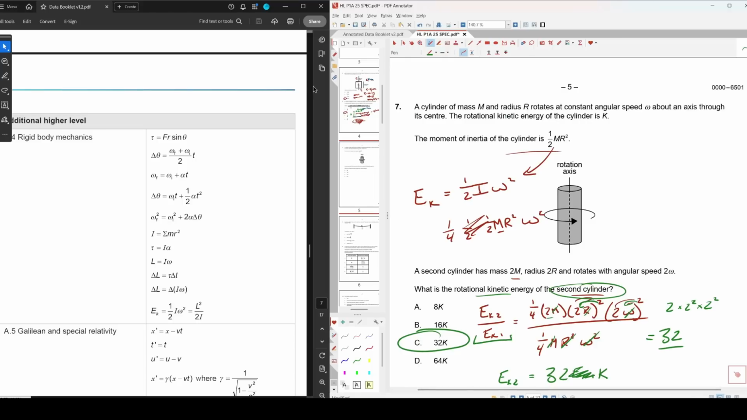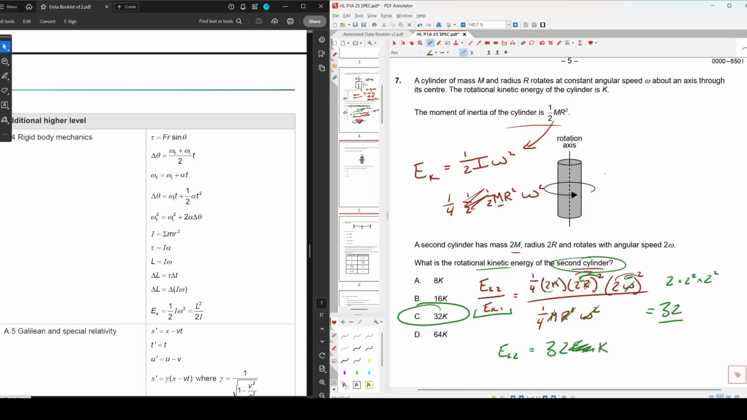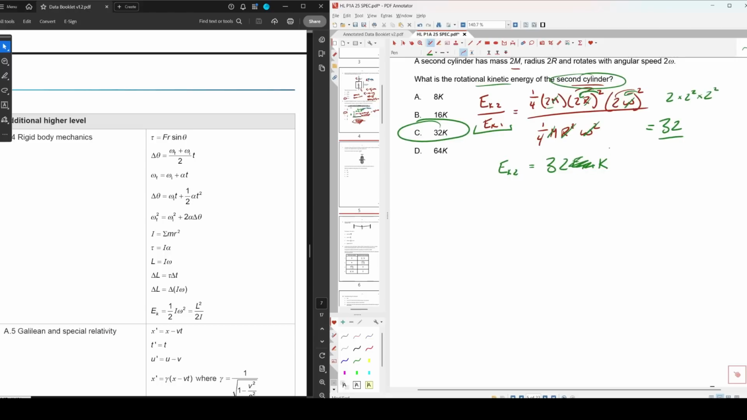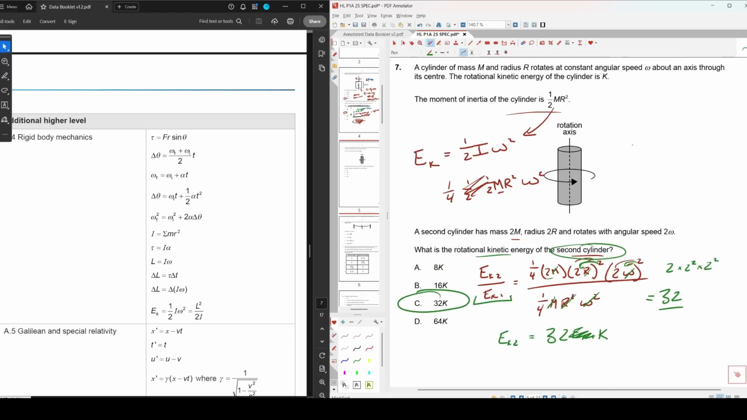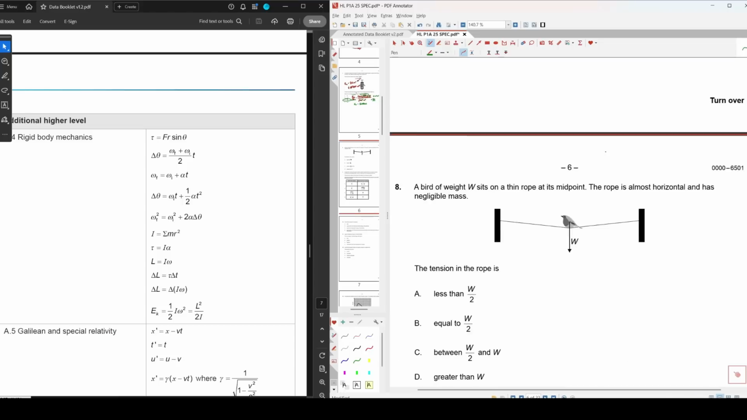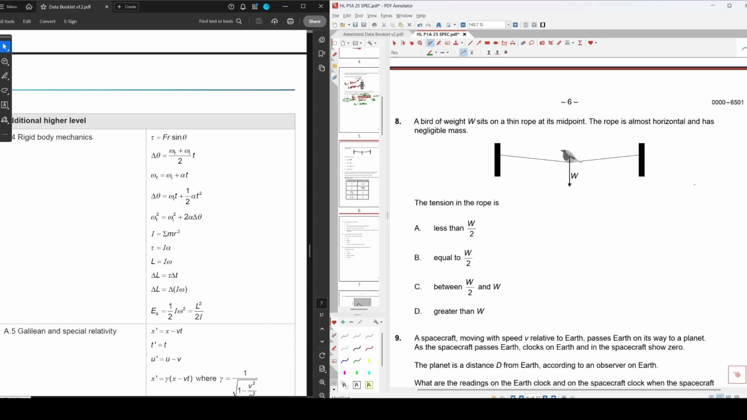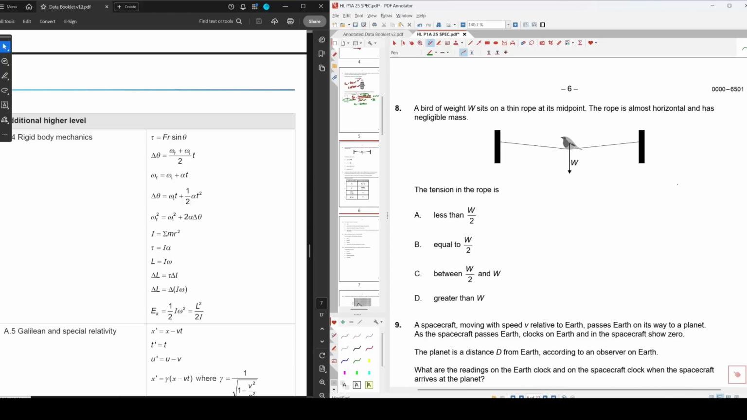All right, a ratio problem. Wow, my first 7 problems were feeling pretty good. Lots of mechanics, a nice little ratio thing there. Not too bad. I'm a little under 20 minutes for the first 7 questions, so I might want to pick up the pace a little bit here. Okay, a bird is sitting on a string. The rope is almost horizontal, has negligible mass. Tension in the rope. Oh, fantastic.